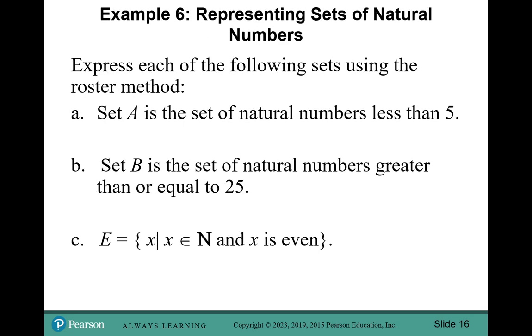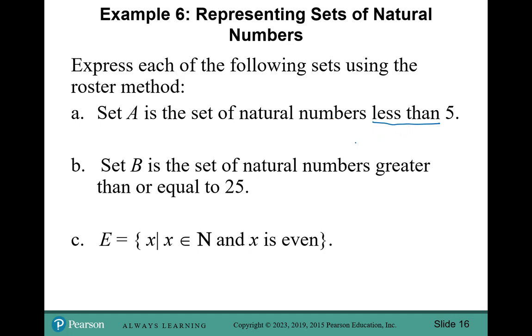Now, let's represent the sets of natural numbers. So we want to express each of the following sets using the roster method. Set A is the set of natural numbers less than 5. Now you really have to read what your question is here. Kind of ties into last lecture, where you really have to read and understand what the question is asking. We're looking for natural numbers that are strictly less than 5.